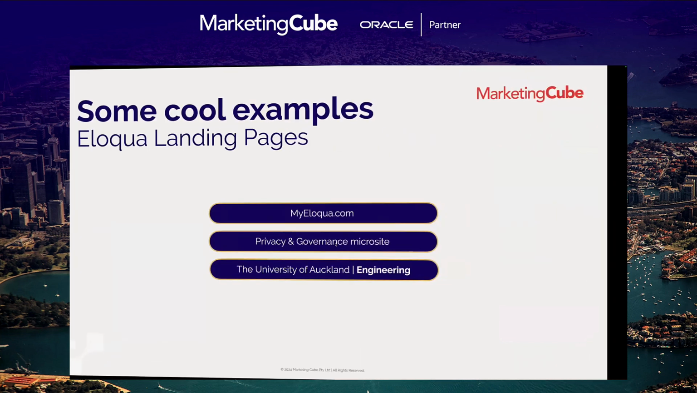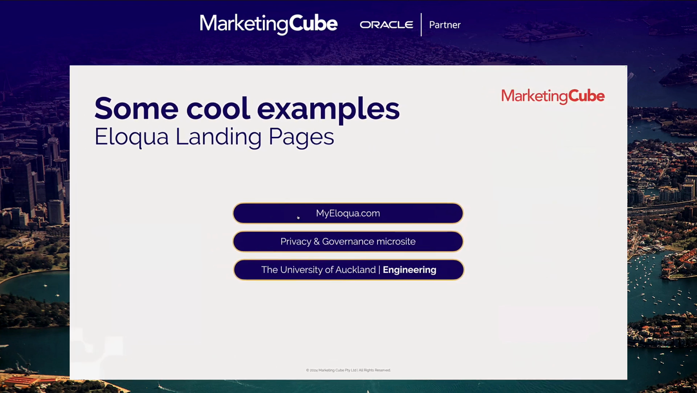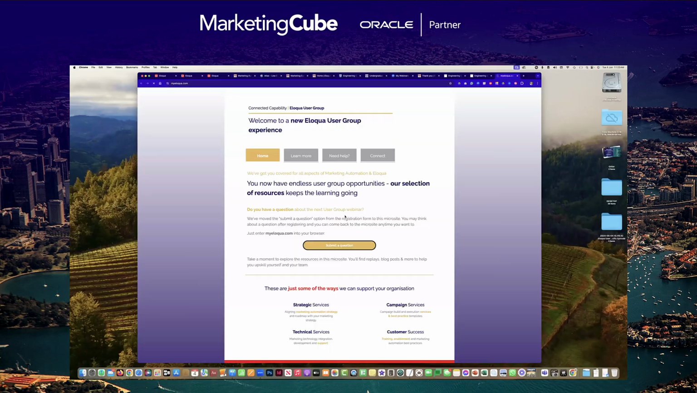So I wanted to show you some examples. We've created one, and we've actually purchased the domain myeloqua.com, which is kind of interesting that it was available. From myeloqua.com, you actually visit this one each month. What I've done is the confirmation page that you see when you register for the user group each month kind of looks a little bit like this.